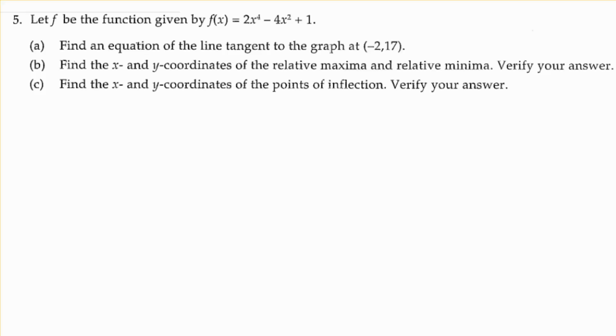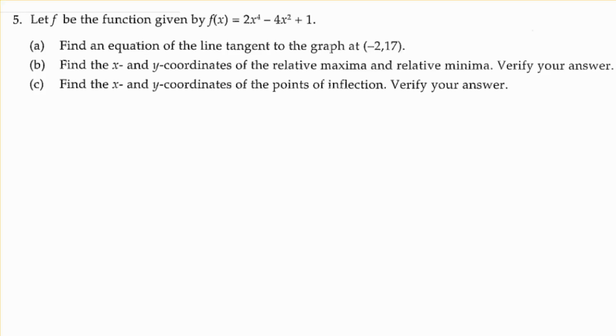All right, we're looking at a sample AP question from a practice book. We are going to find our function f of x, 2x to the fourth minus 4x squared plus 1. And typically in AP problems, we've got an A, B, and a C, sometimes a D. Always looking to justify. So we're going to go through this piece by piece.